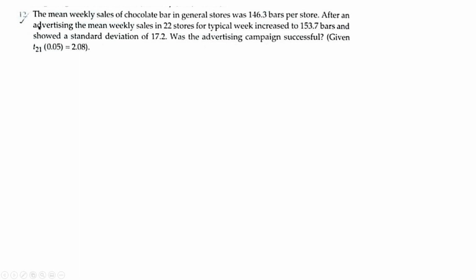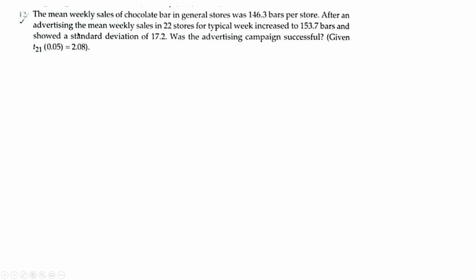Moving on to the next question. The mean weekly sales of chocolate bar in general stores was 146.3 bars per store. After an advertising, the mean weekly sales in 22 stores for a typical week increased to 153.7 bars and showed a standard deviation of 17.2. Was the advertising campaign successful? Given table value of t at 5% level of significance at 21 degrees of freedom is 2.08.